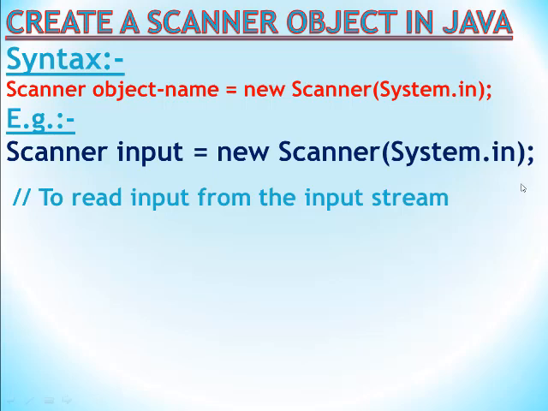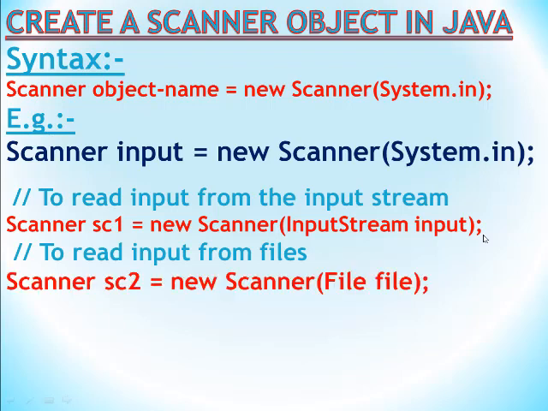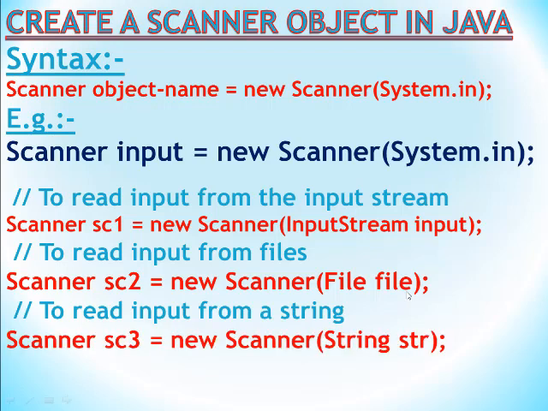Similarly, to read from an input stream, you will use a statement like Scanner sc1 is equal to new Scanner(inputStream). To read input from files, you will use Scanner sc2 is equal to new Scanner(file), any file object. And to read input from a string, you can use Scanner sc3 is equal to new Scanner(str). sc1, sc2, sc3 are the objects. You can use any object name. The rest of the statement is the syntax, so you have to use it as it is.